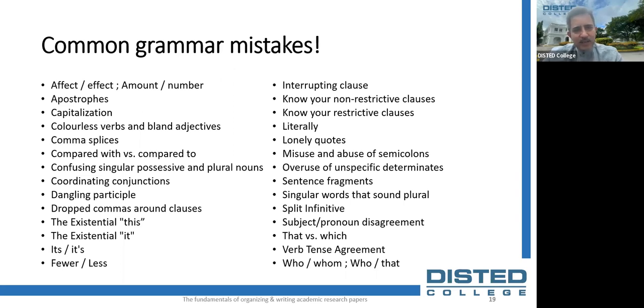I'm not going to run through the list here, but I'm just putting the points here. You will get access to this slide, but remember some of these mistakes. So once you know that you always make similar mistakes, look out for those mistakes, because the probability is high you may have those mistakes in the paper.